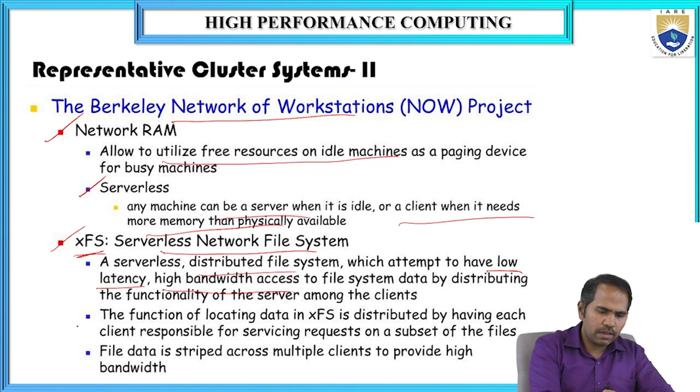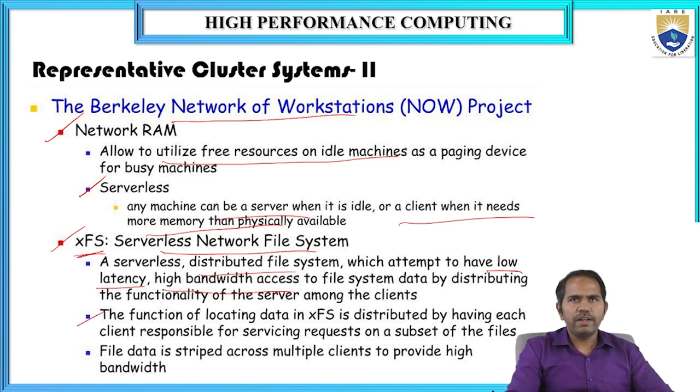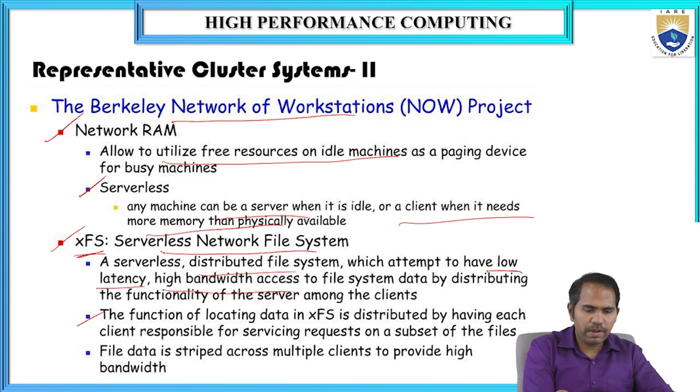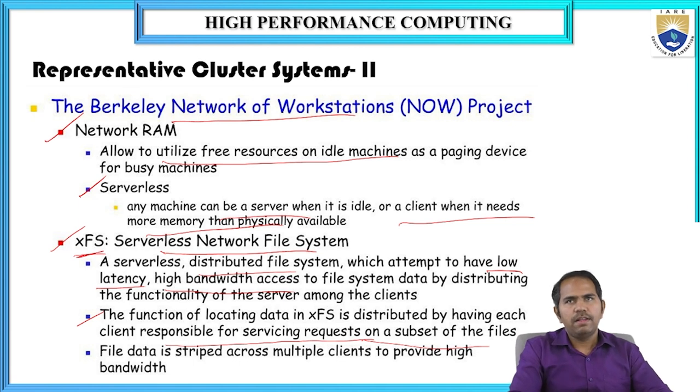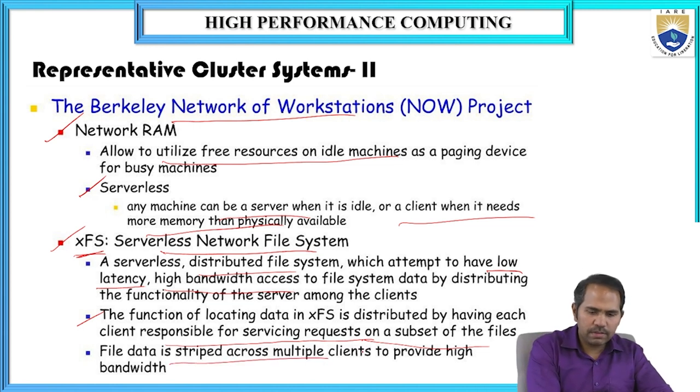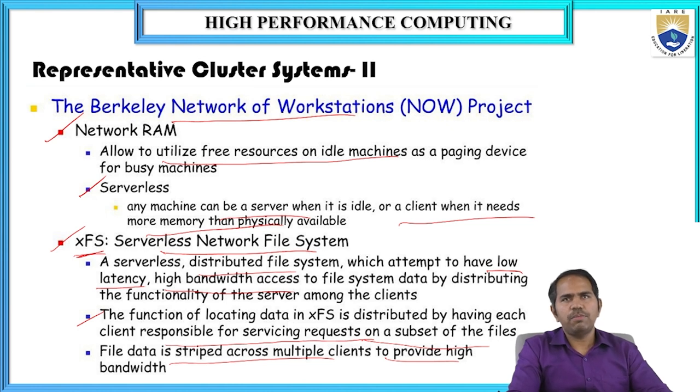The second thing is distributing the function of the network file system by having each client responsible for serving requests on a subset of the files. And the file data is striped across multiple clients to provide high bandwidth. This is what we discussed under the representative cluster system two.